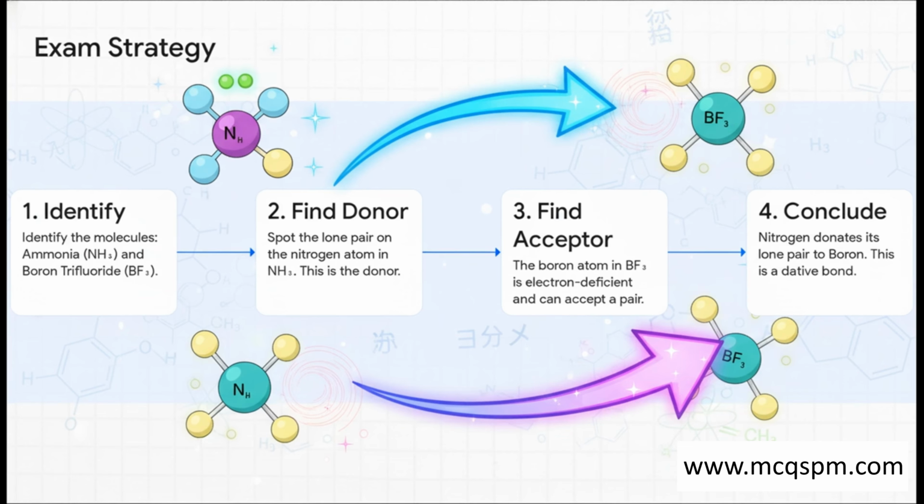Step 3, look for an electron-deficient atom, our acceptor. The boron in BF3 is the perfect candidate. It can accept an electron pair. So step 4 is just connecting the dots. The lone pair from nitrogen is donated to the boron. And what do we call that? It's a classic textbook dative bond formation. See? Not so hard when you have a system.